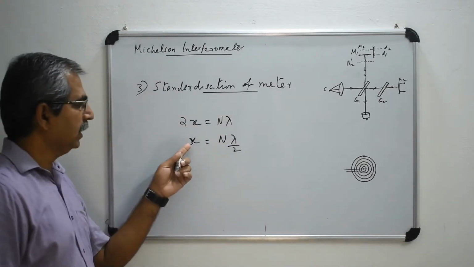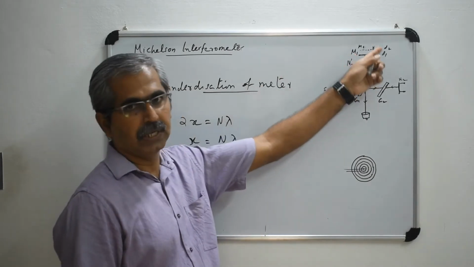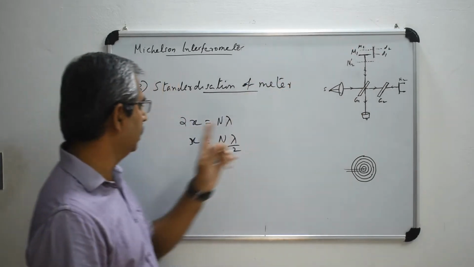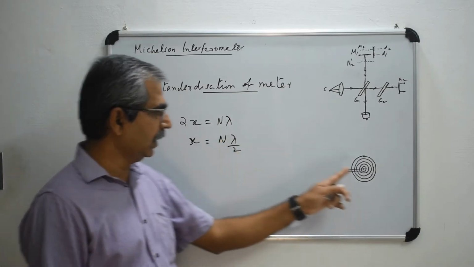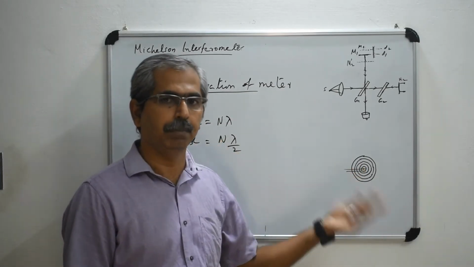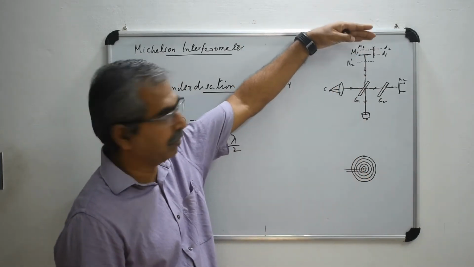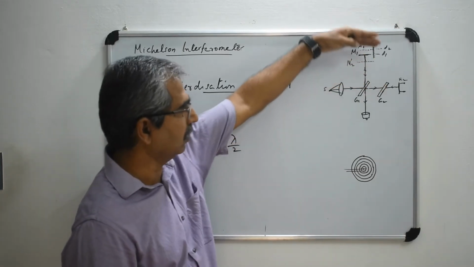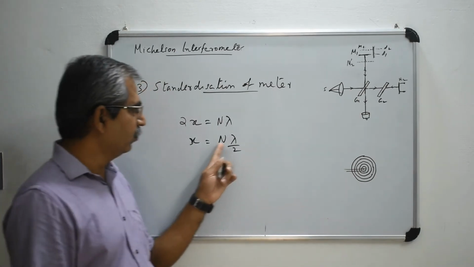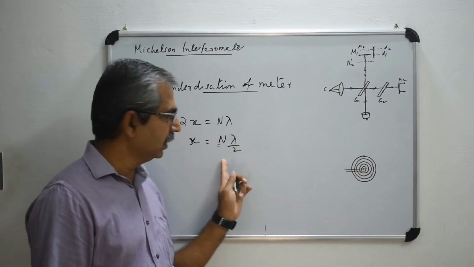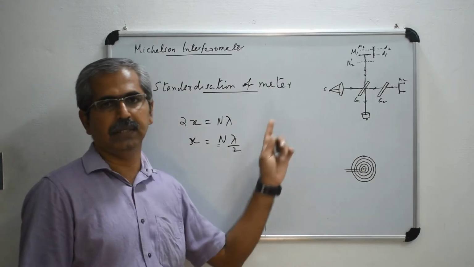Now this x is the distance moved by the mirror M1, where x is equal to d1 minus d2. So the distance moved x is equal to n into λ by 2, where n is the number of fringes appearing or disappearing at the center. Appearing when it is moving away, disappearing when it is moving towards the center. So if we can measure the number of fringes that are disappearing at the center, then we can connect x and λ, isn't it? λ is the wavelength of light that is used.